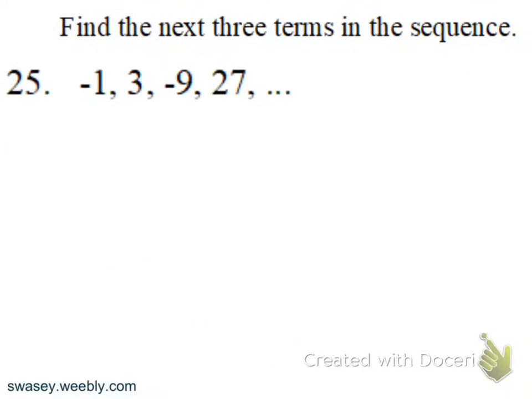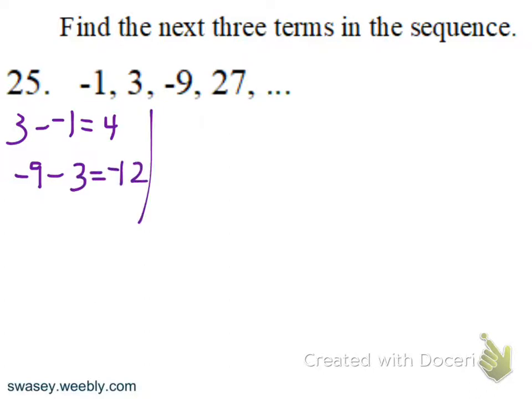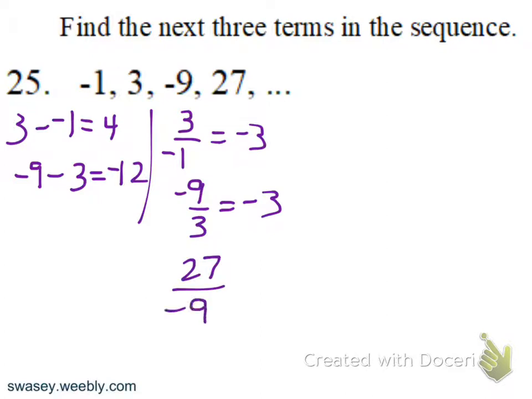Same directions on this one. 3 minus a negative 1 is 4. And then negative 9 minus 3 is negative 12. So it's not arithmetic. Check geometric by dividing 3 divided by negative 1. We get negative 3. Do negative 9 divided by 3. You get negative 3. Do 27 divided by negative 9. You get negative 3. So it's a geometric sequence.